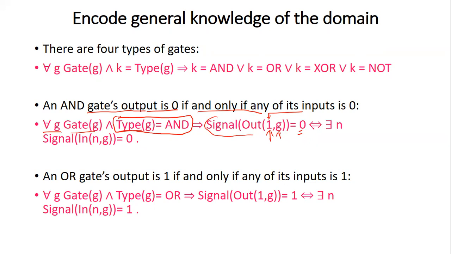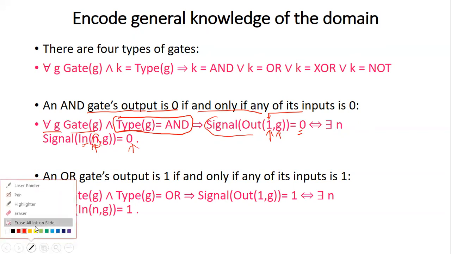Under which condition? It is bidirectionally equivalent to there exists an n such that the signal of input, this n represents all the inputs to the gate. So there exists an n such that signal of input of n, g is equal to 0. There are many inputs to the gate, but if one of the inputs is 0, then the output will also be 0. That's what we are representing here, right?